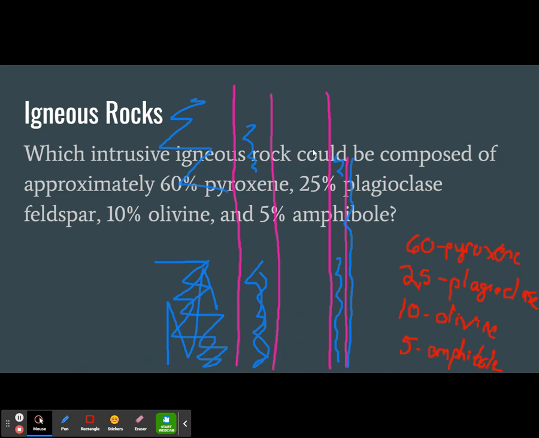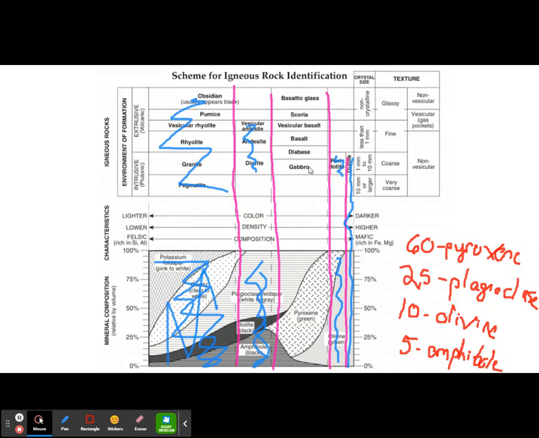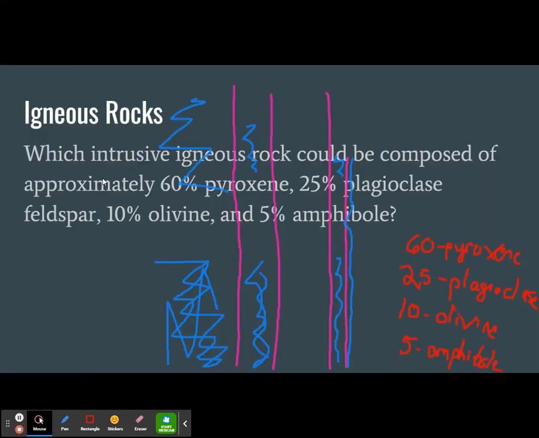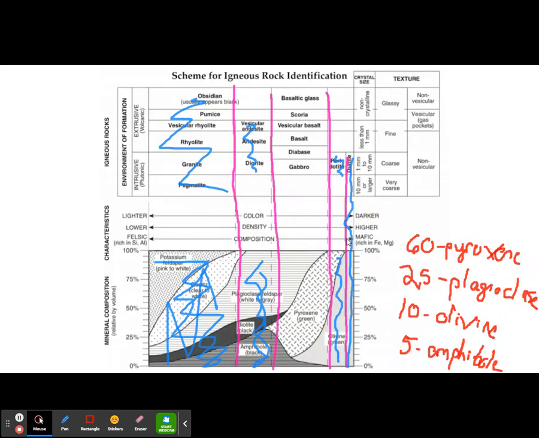The giveaway here for us, so I know that I'm in this column now, and my giveaway here says which intrusive igneous rock is made of that chemical composition. There's only 2 rocks here which could be classified as igneous intrusive. So all these extrusive rocks, basaltic glass, scoria, basalt, can't be any of those. And diabase can sometimes be extrusive or intrusive. It's kind of on the borderline, but because it's not exclusively intrusive, I'm going to cross that one out. And then I'm left with gabbro as my answer.